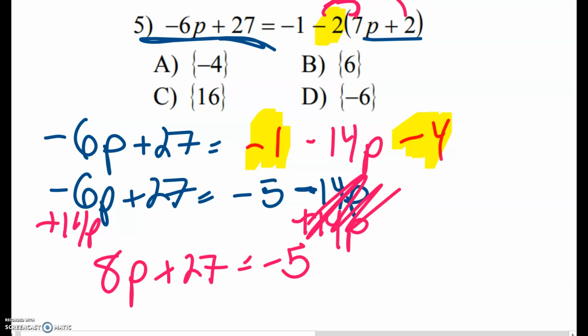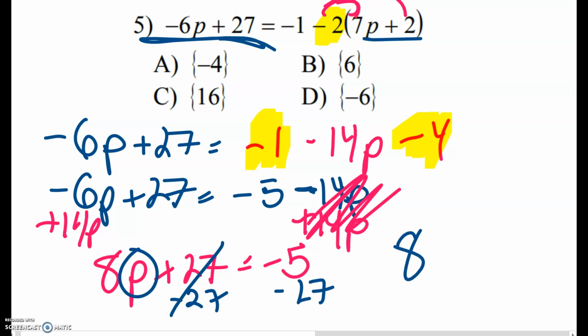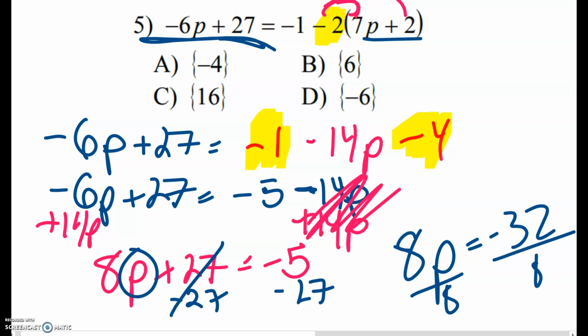And now this problem is just a two-step equation. Here's our variable. Keep what's close to the variable, get rid of what's further, so take away 27. We get 8 times p equals -32. When you divide both sides by 8, you end up getting p equals -4. Okay.